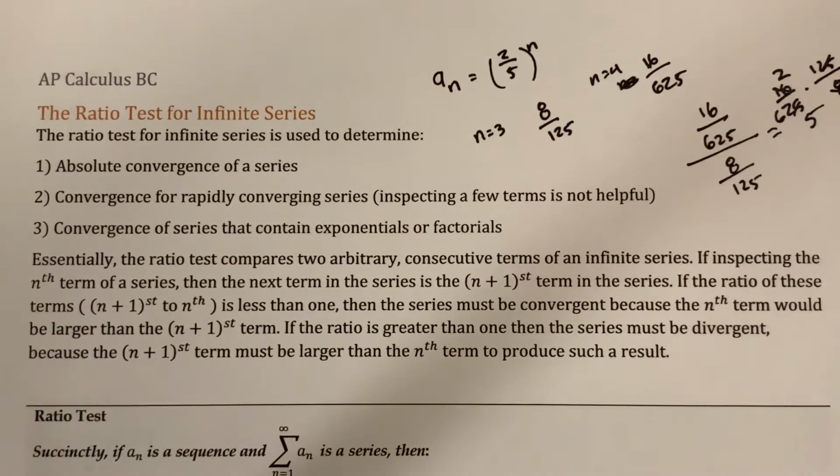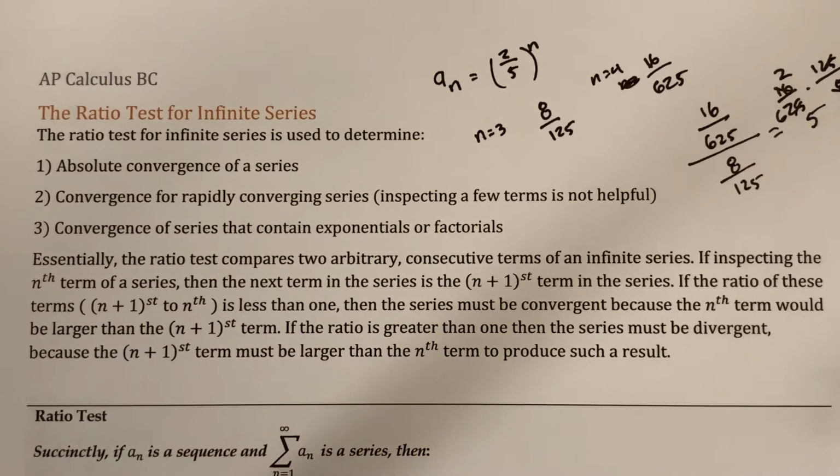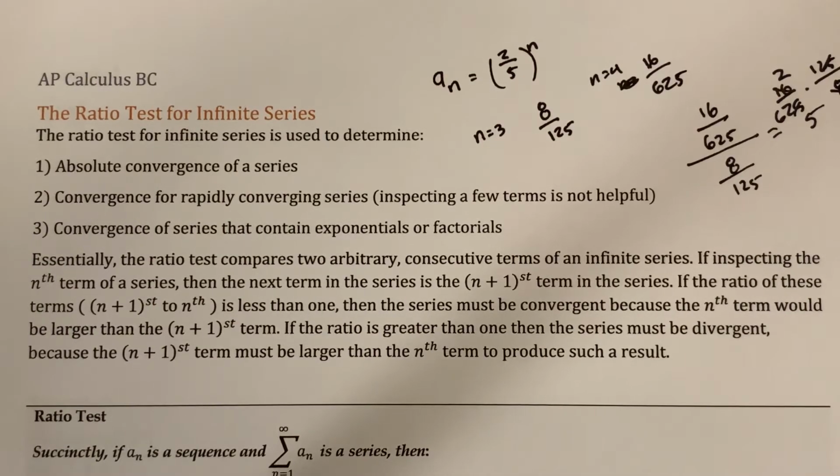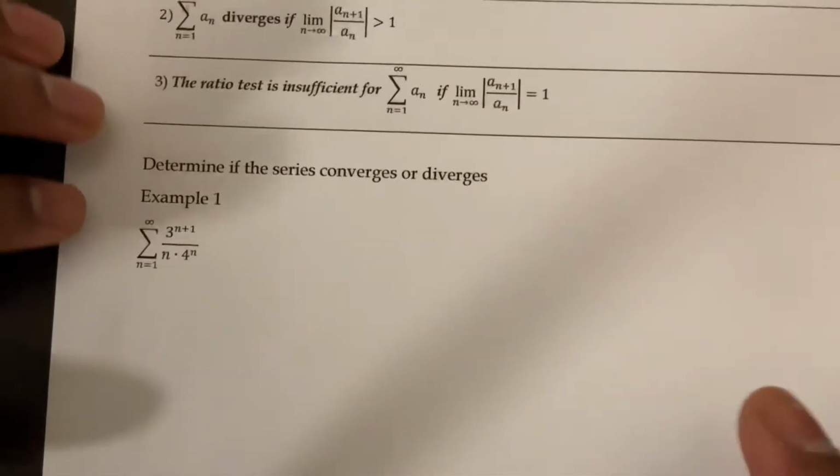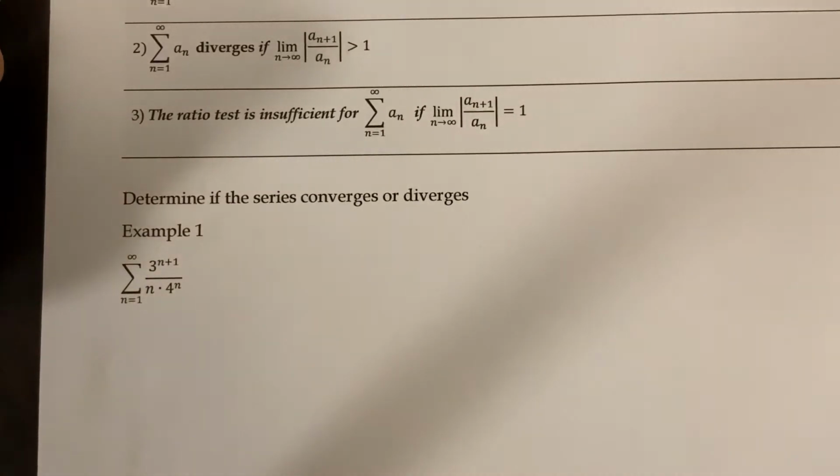And that's how the ratio test works: if you take the n plus first term and divide it by the nth term, if that ratio is less than 1, then the series converges. If that ratio is greater than 1, it means that the n plus first term is greater than the nth term. So ultimately, that series is going to diverge because you keep adding larger values to the series. And the ratio test is going to be insufficient if we end up with a case where the ratio equals 1.